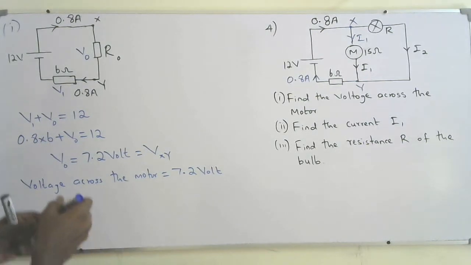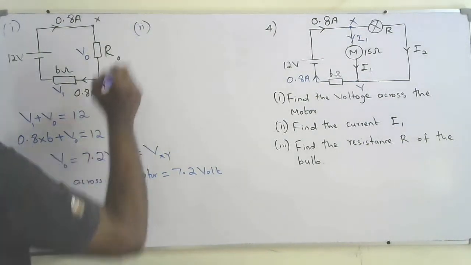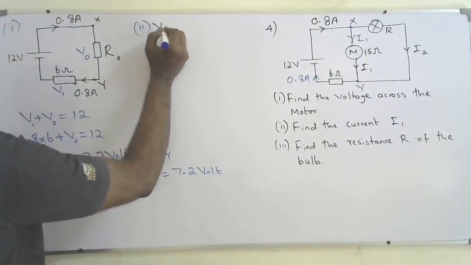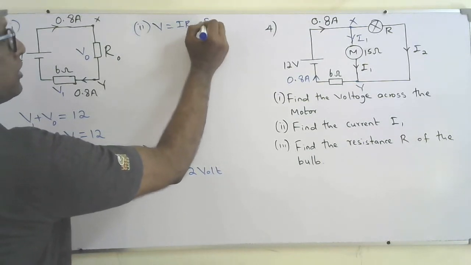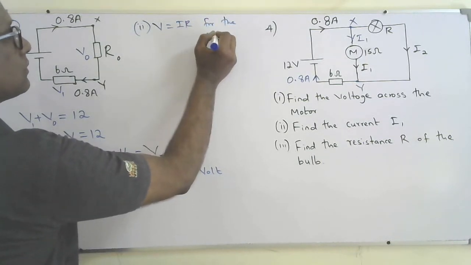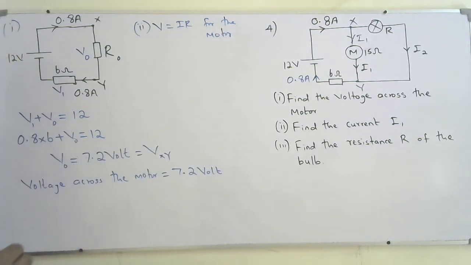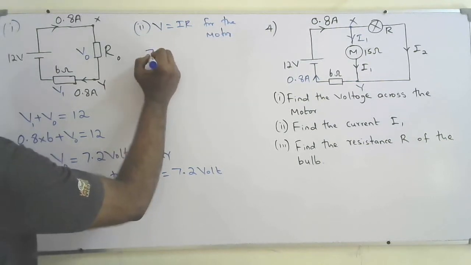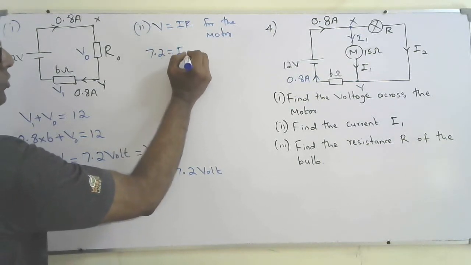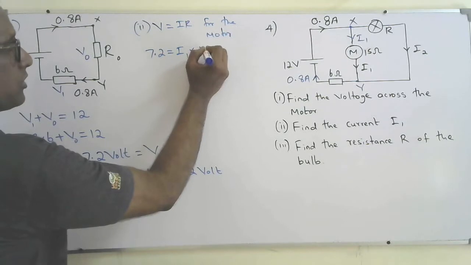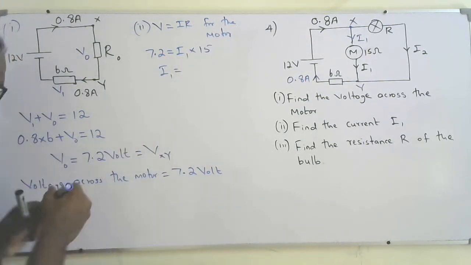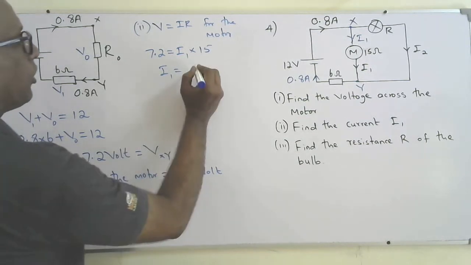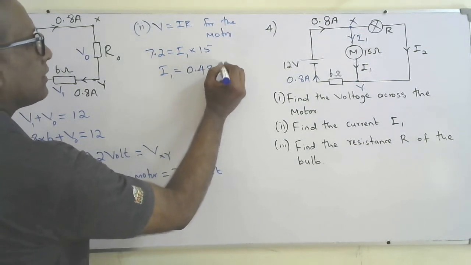Okay, so second part, find the current I1. So that is easy. Now I know the voltage across the motor, so I can use V equal IR for the motor. I know the voltage across the motor, that is 7.2. I need to find the current through the motor, I1. Resistance of the motor is 15. Find the I1, that's the current through the motor. So that will be 0.48 amperes.